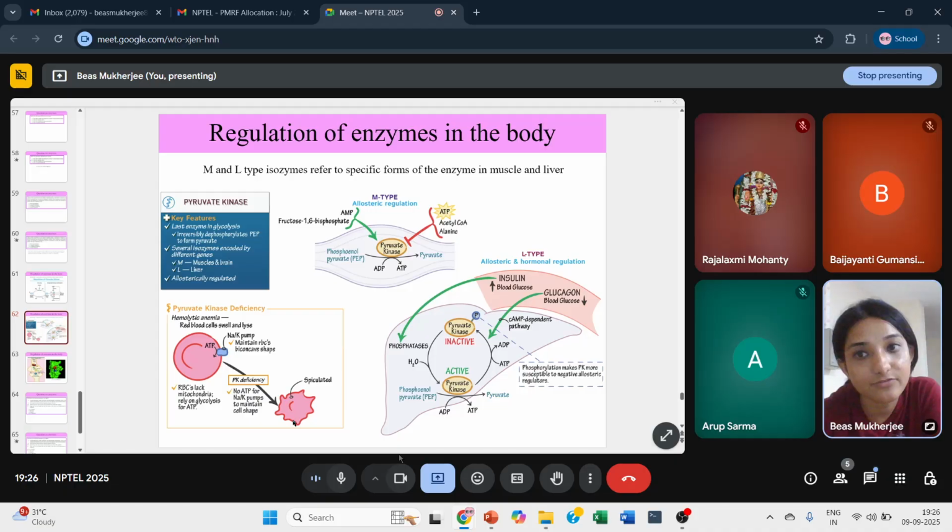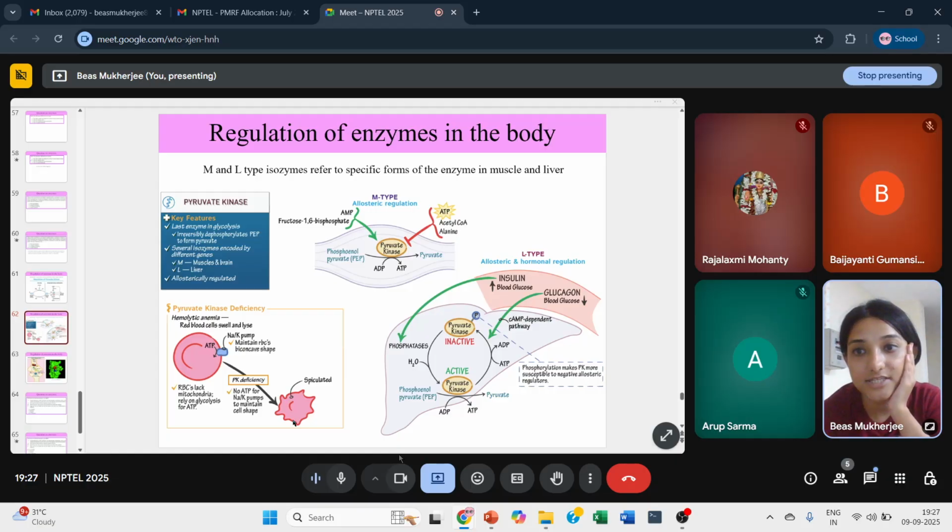It irreversibly dephosphorylates phosphoenol pyruvate to form pyruvate, right? And there are several isozymes encoded by different genes, for example, M in muscle and brain, and L is found in the liver. They are all allosterically regulated. So you saw that for M type and for L type, allosteric and hormonal regulation is happening. Allosteric regulation is by phosphates, and hormonal regulation is by insulin and glucagon, which are the two hormones. Okay, cyclic AMP dependent pathway, this is happening.